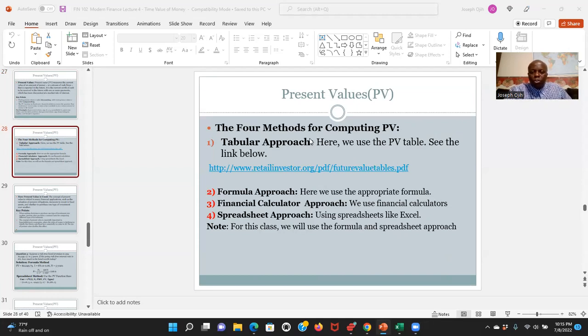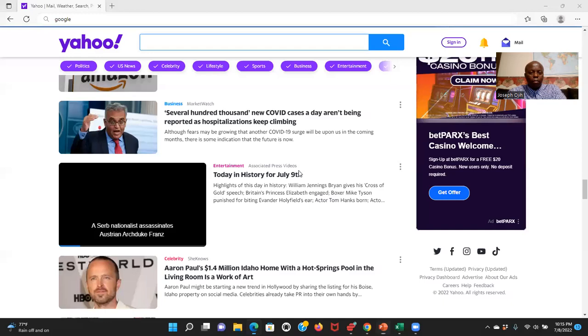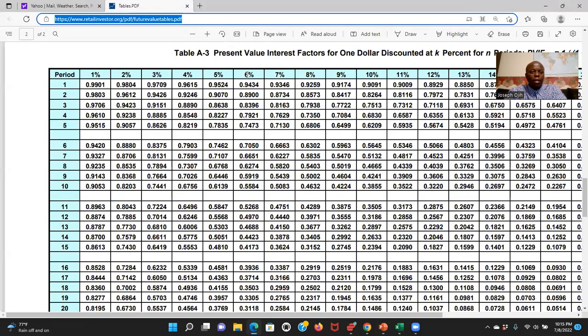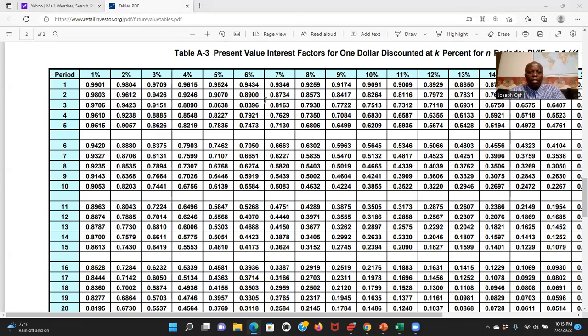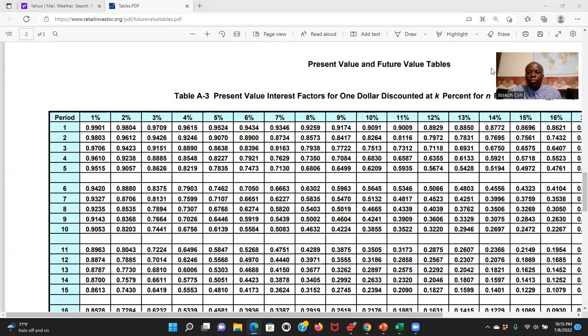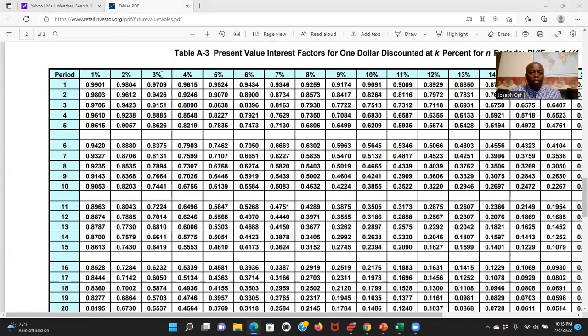One is the tabular approach, using tables. In this case, we use the present value table, which you can get from this link. Let me open it for you so you can see how the table looks. Yeah, that's it right here. So you can see the present value interest factor. So for different rates and different periods of time, this period can represent years or days or months.